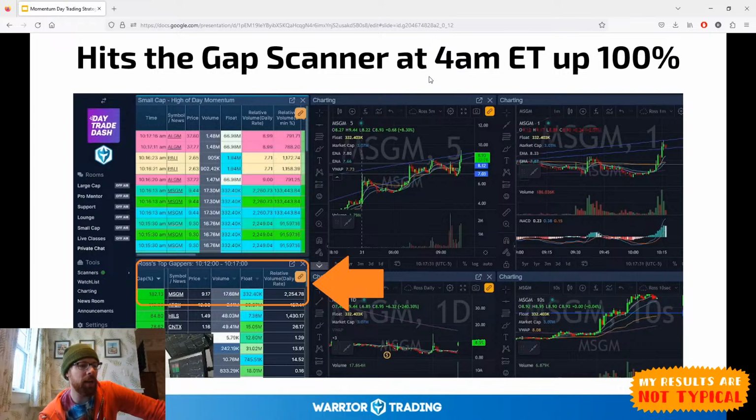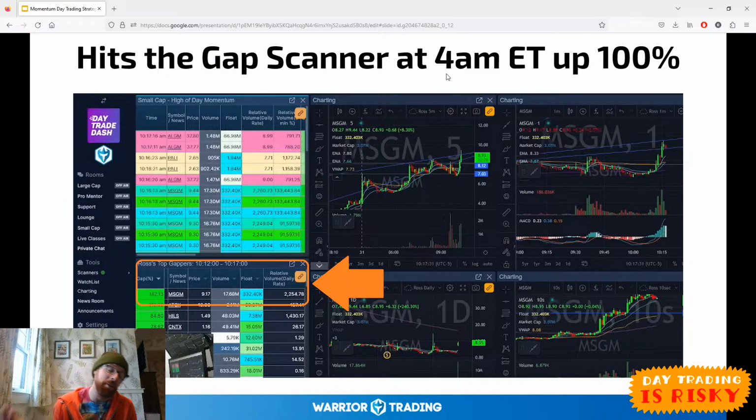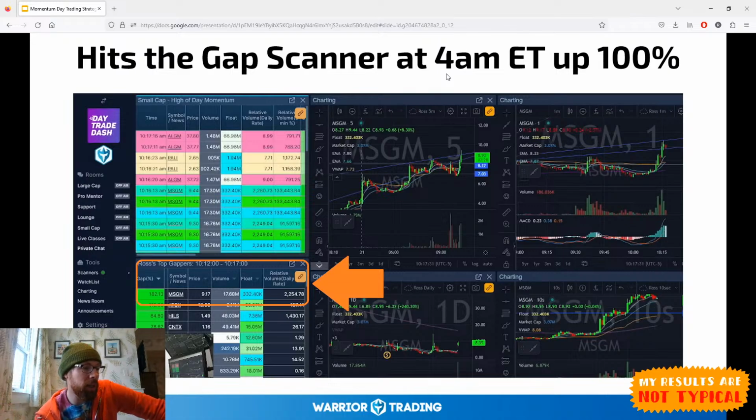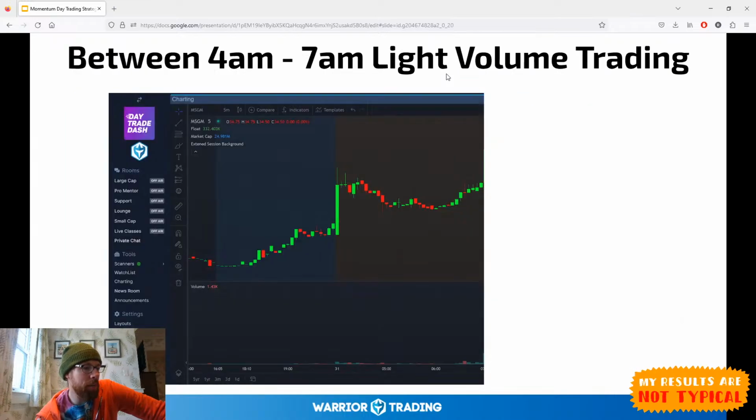It's on the gap scanner, and of course, 4 a.m., that's very early for East Coast traders. It's even earlier for West Coast traders. But for day traders that are in Europe, that's not so bad. So they're getting up at 9 o'clock in the morning, and then they sit down and it's 10 a.m., they're looking at the gap scans, and they see, here we go, MSGM popping up. So it hit the gap scanner at 4 a.m., up over 100%.